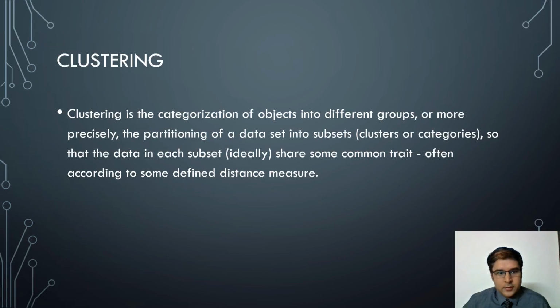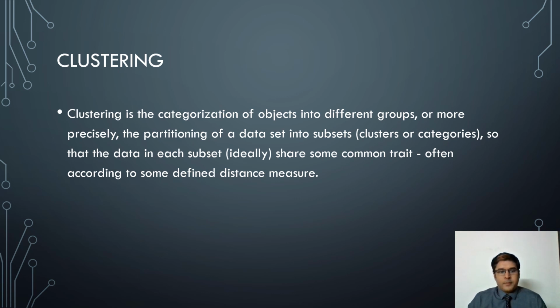What is clustering? Clustering is the categorization of objects into different groups, or more precisely, the partitioning of a dataset into subsets or clusters or categories so that the data in each subset ideally shares some common trait, often according to some defined distance measure.